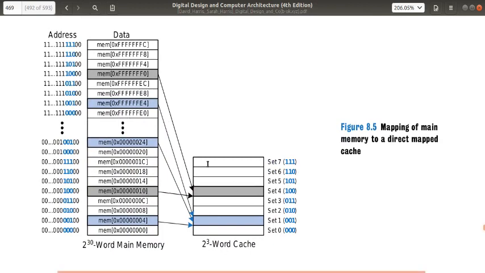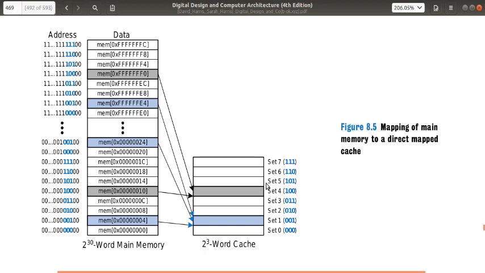And one more thing, in our examples, the cache we are using will have only 8 words, 2 power 3. So ours is an 8 word cache, and our main memory is a 2 power 30 word main memory. Usually the main memory for a 32-bit MIPS processor is 2 to the power 32 bytes, right? But here we are using word addressing, not byte addressing. Therefore only 2 power 30 words can be stored.